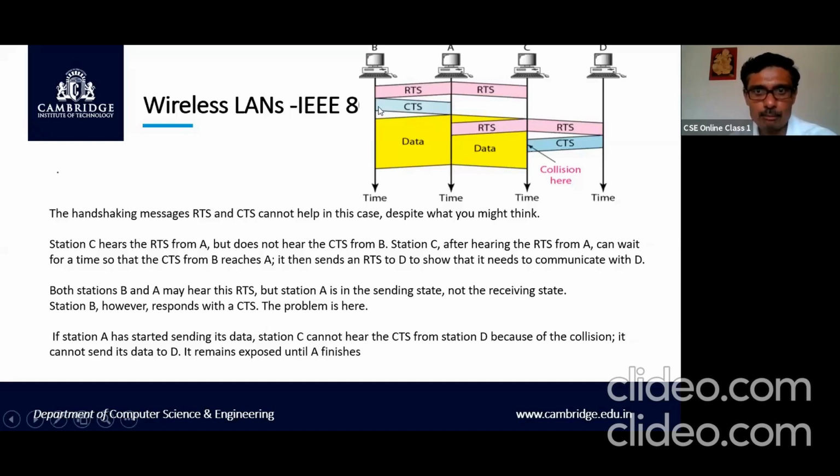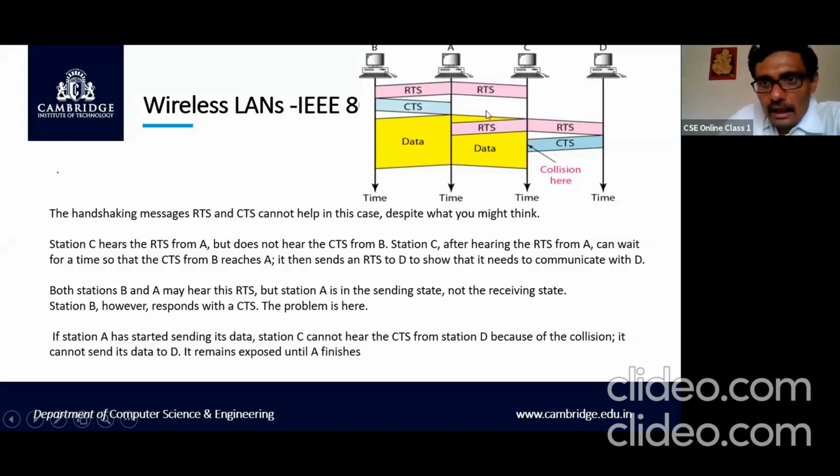A got the clear message from B. It starts transmitting its data here in the yellow color, and the same data goes to C also. C will wait for this duration, but after that it will start sending an RTS message, request to send, to A. But A is now sending data in yellow color. So there is a collision here. What is that collision? The RTS frame and the data frame.